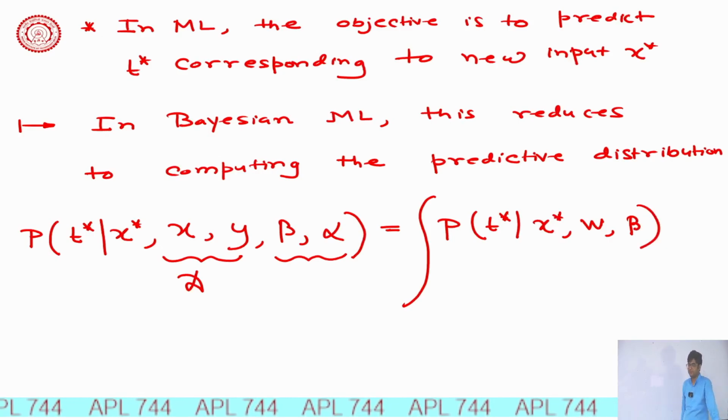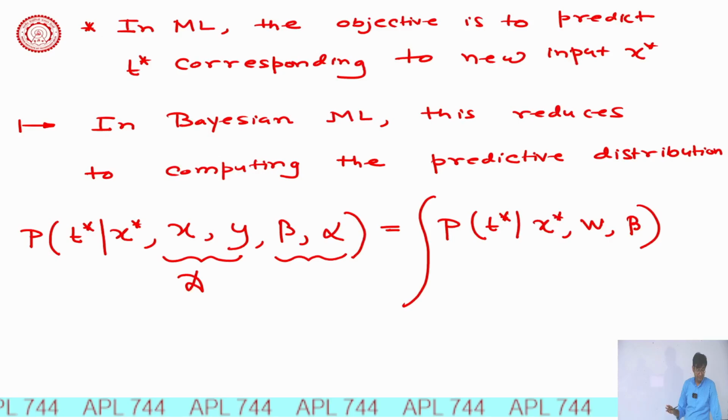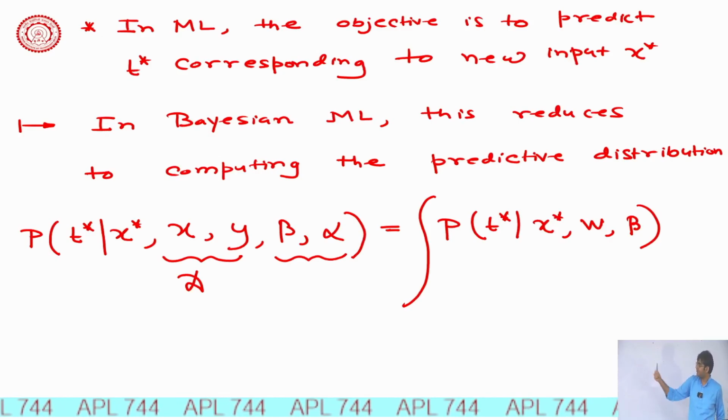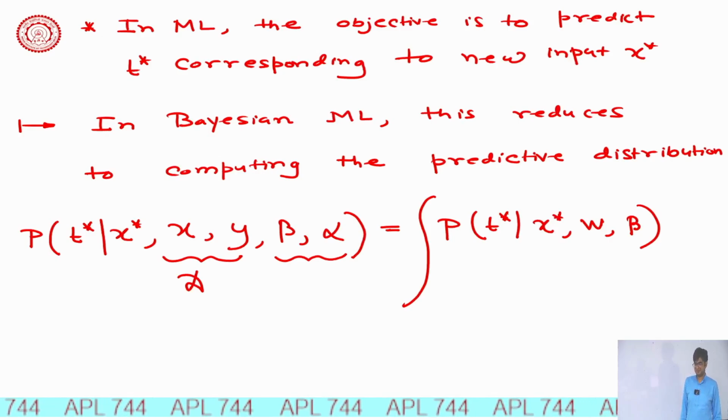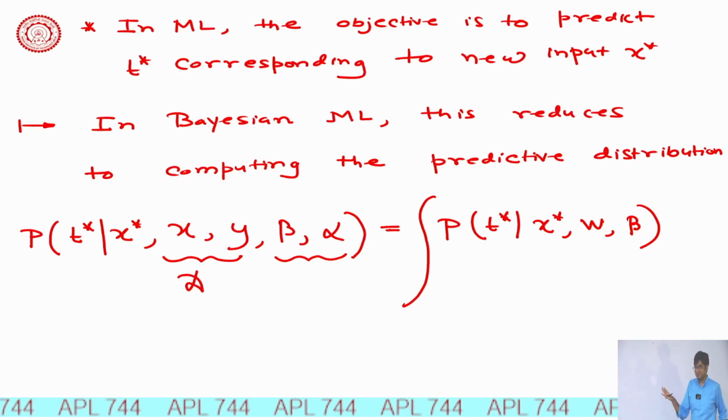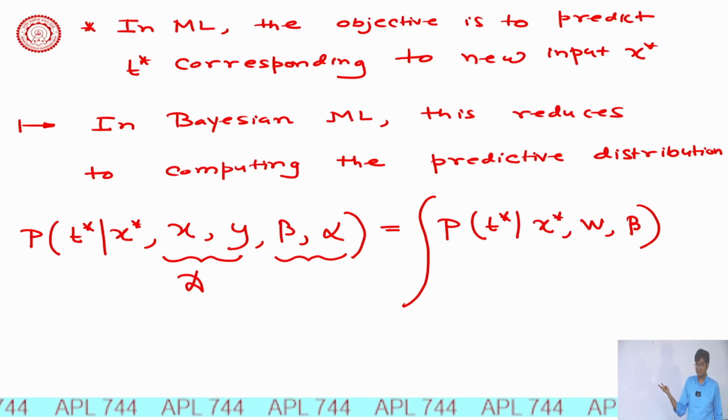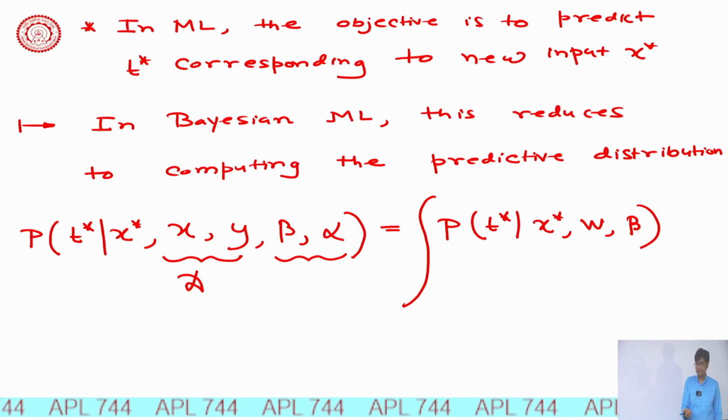Now, your W is into the picture, and can you tell me why are x and y now not there? Because x and y are used to predict W. You are right. So, whatever information x and y were giving, it is in W, that is one point.